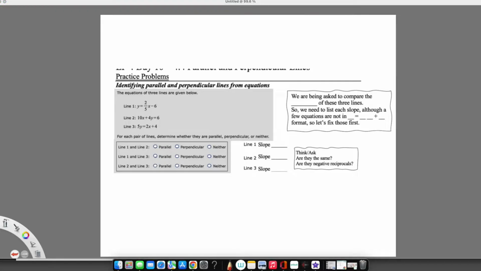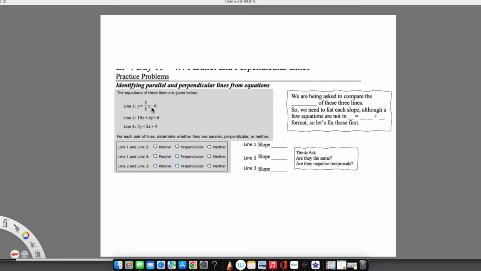All right, so we have one more video here where we're comparing parallel and perpendicular lines. So we're going to identify whether or not they are parallel or perpendicular. And they're given to us in multiple different forms. So this first form, we have y equals mx plus b.